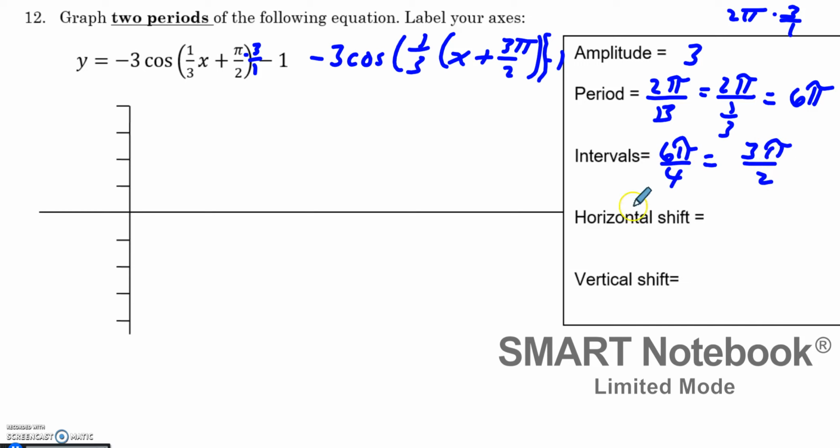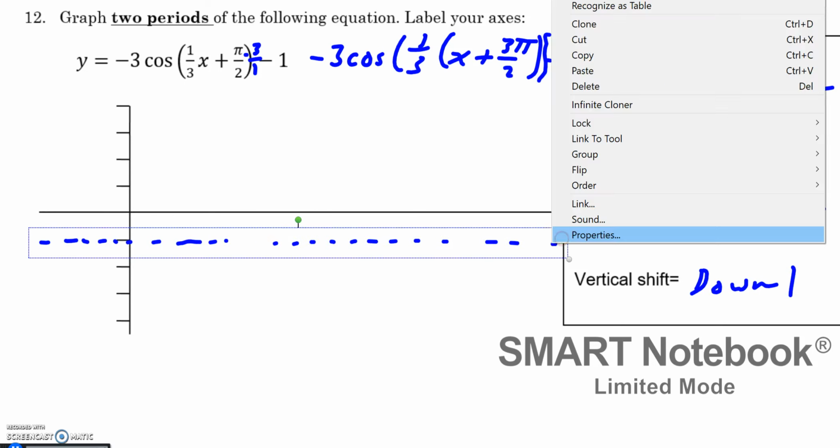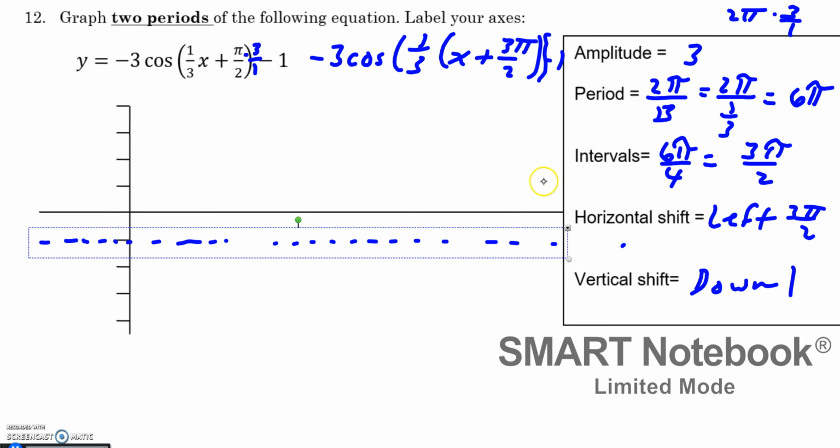The horizontal shift is left 3 pi over 2, and the vertical shift is down 1 unit. So when I'm graphing, I would like to draw my new midline down here at y equals -1. I also would like to start with left -3 pi over 2. So, I'm going to use a different color here. I'm starting left -3 pi over 2.